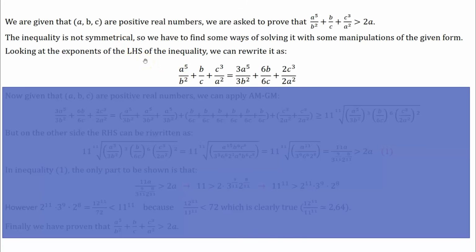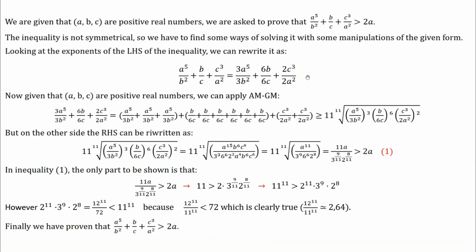Now, in order to solve this problem, let's reason as we did for the Canadian Math Olympiad, and rewrite the left-hand side in another form. The given left-hand side is actually equal to 3a to the fifth divided by 3b squared plus 6b divided by 6c plus 2c cubed divided by 2a squared. Now, I will show you why this is very crucial for our problem. Given that a, b, c are positive real numbers, we can apply AM-GM on the new form of the left-hand side.